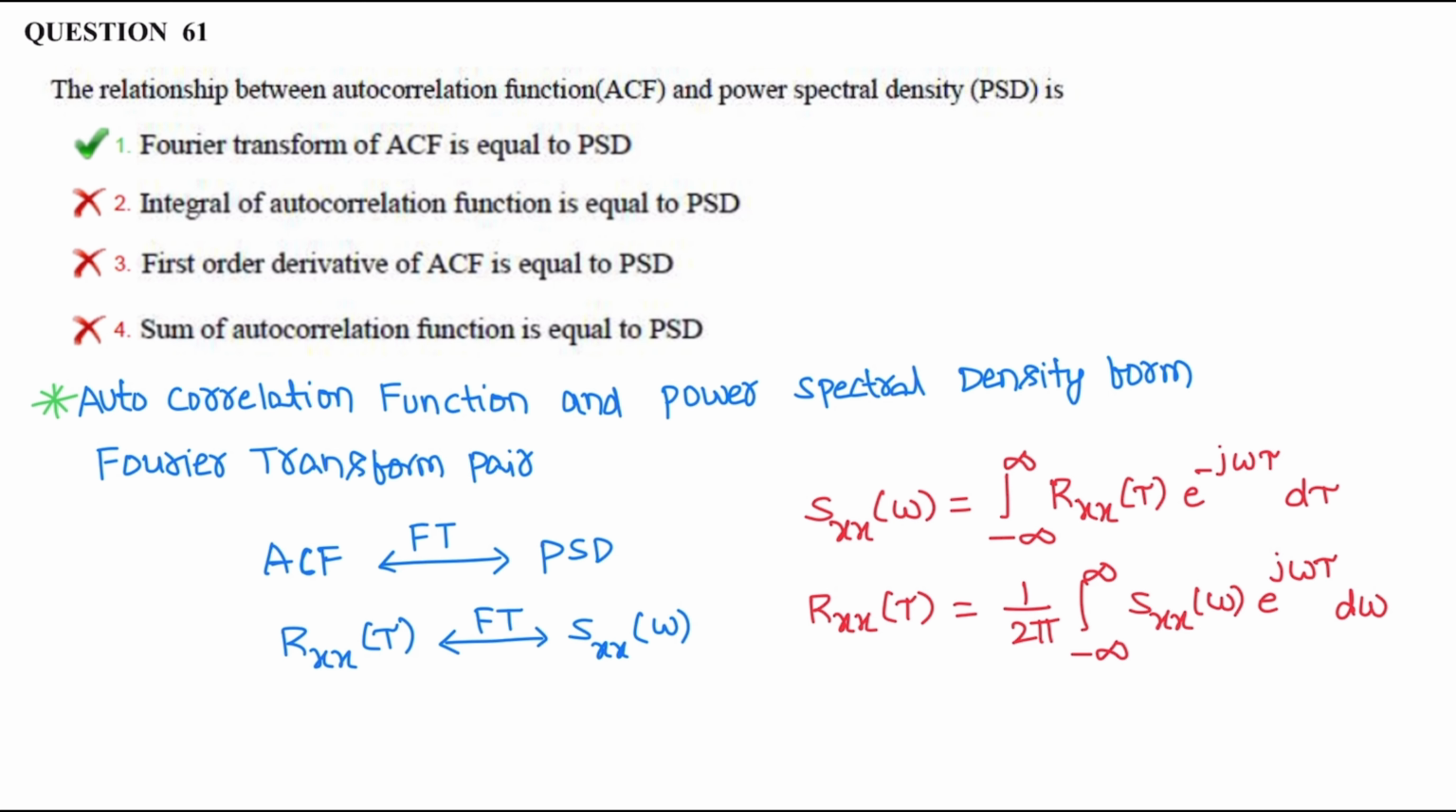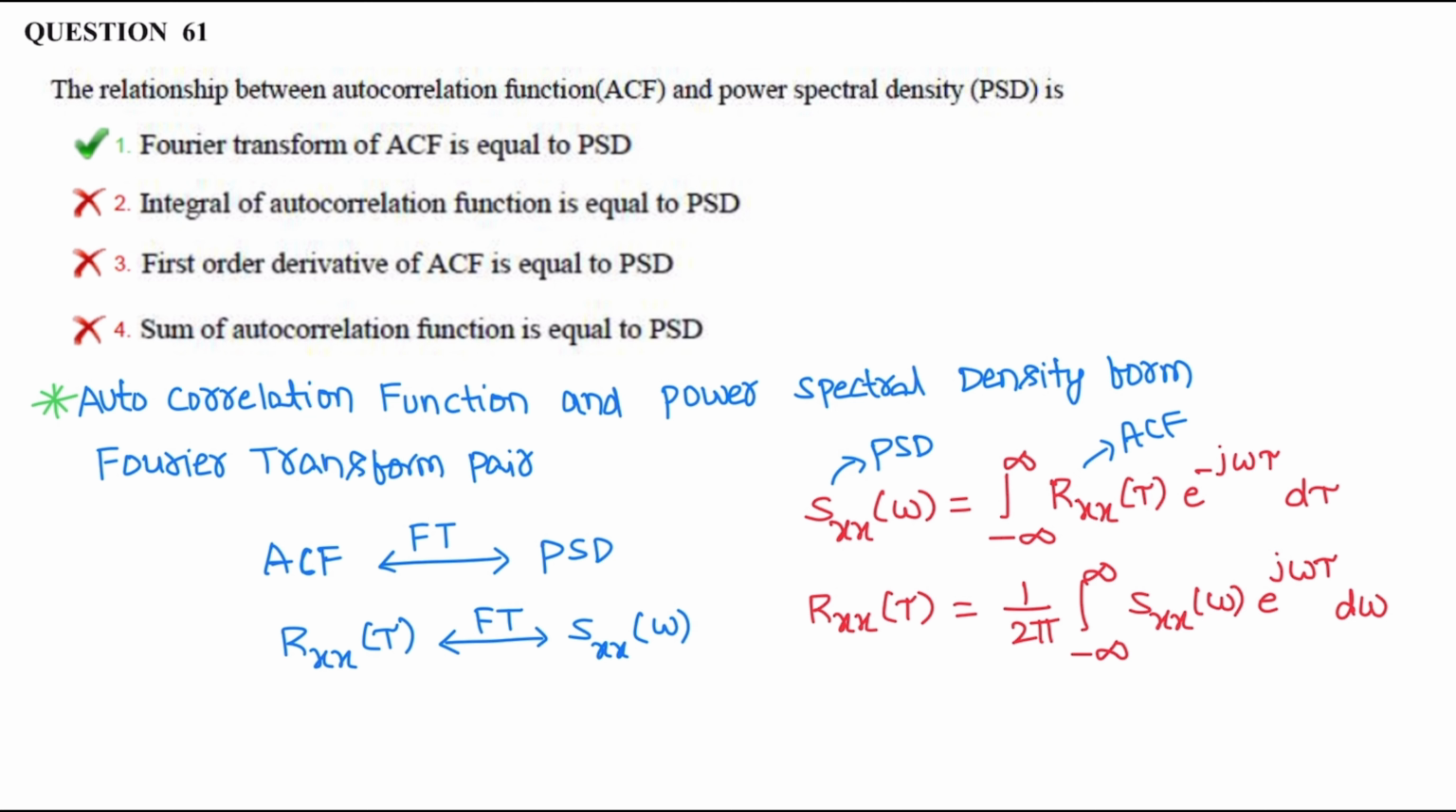First question, the relationship between autocorrelation function and power spectral density. We know that autocorrelation function and power spectral density form a Fourier transform pair, that is S xx of omega is equal to integral minus infinity to infinity r xx of tau e power minus j omega tau d tau, where r xx of tau is autocorrelation function and S xx of omega is power spectral density.